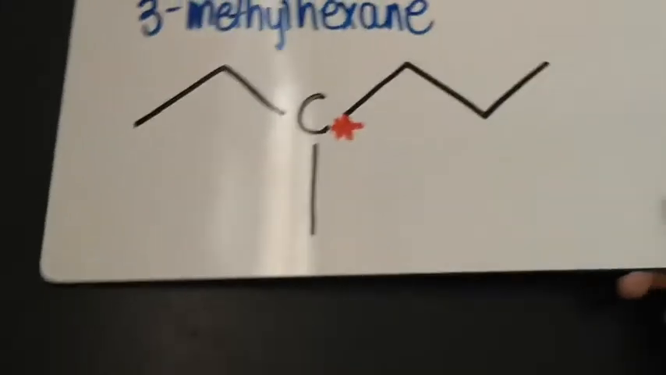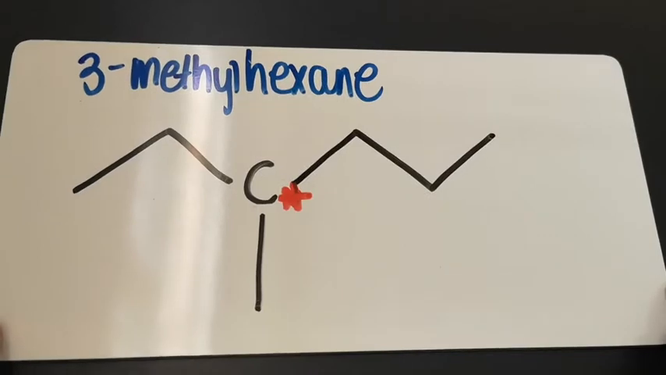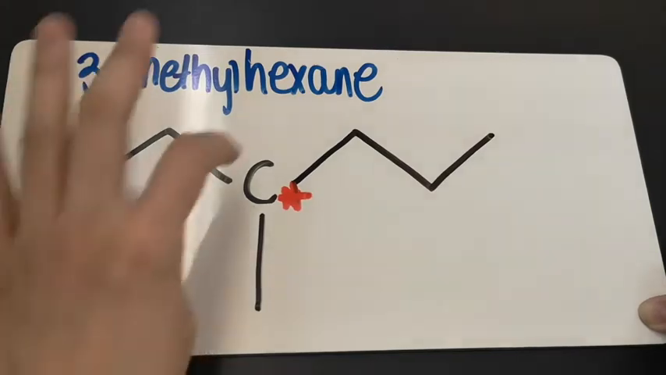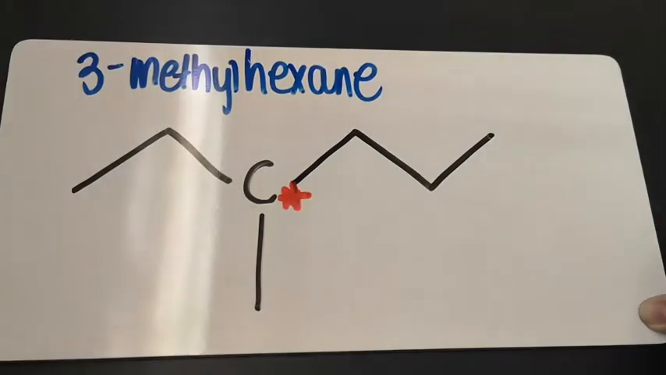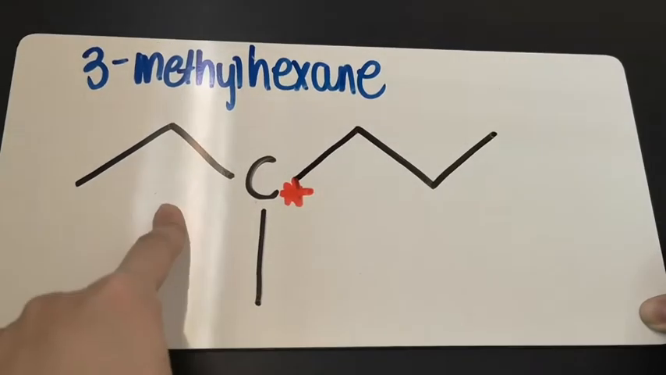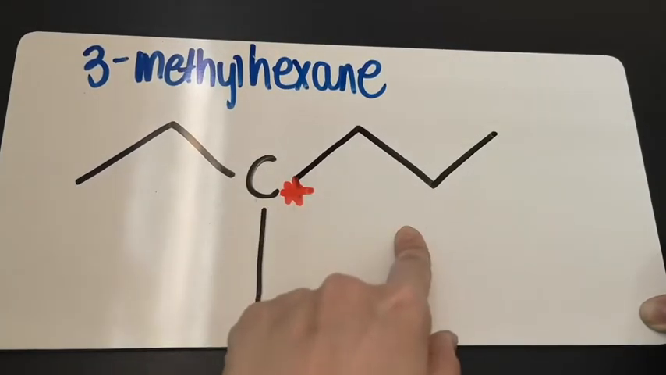Now let's consider 3-methylhexane instead. So here is the structure of 3-methylhexane. And this time, just from looking at the structure, we can already tell that carbon-3 is a chirality center because it is bonded to 4 different constituents. You have the implied hydrogen right there, and then you have your methyl group, your ethyl group, and your propyl group.